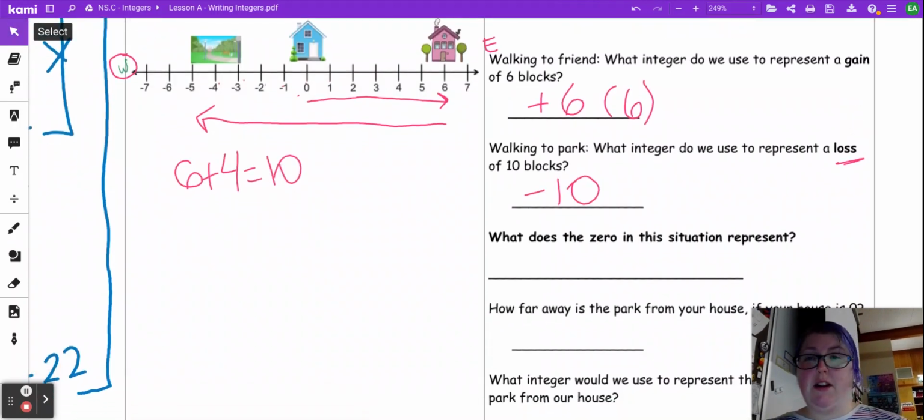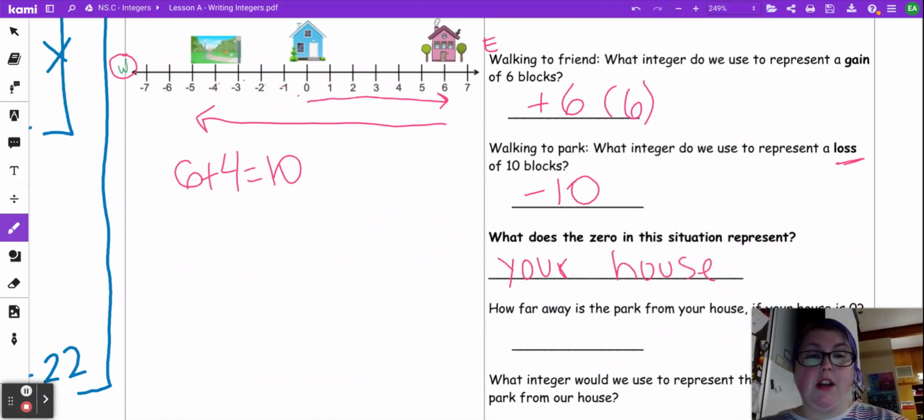So the 0 in this situation is not freezing. The 0 represents your house, where you started is the 0. Because when we measure things, it's easiest for our brains to start from 0. When you use a ruler, you don't start in the middle of the ruler. You start at the end of the ruler and go out from there. You start at the 0.